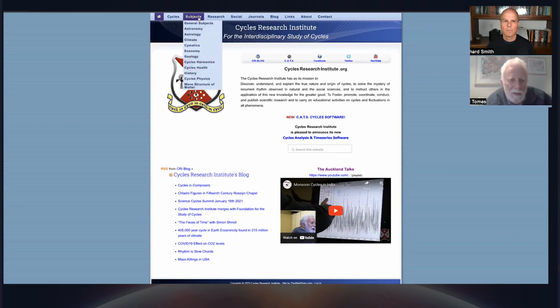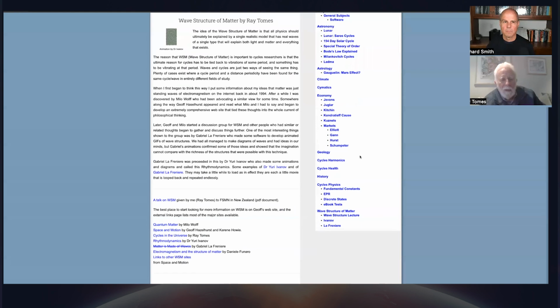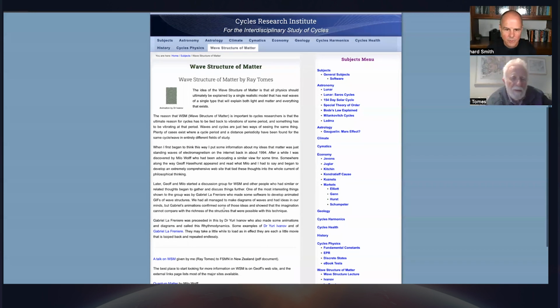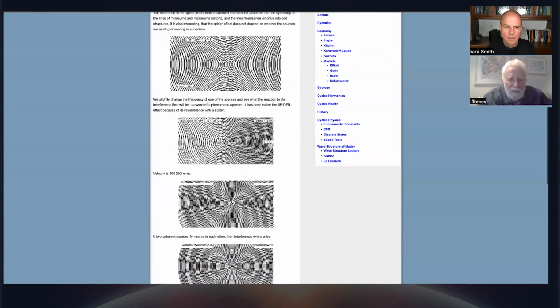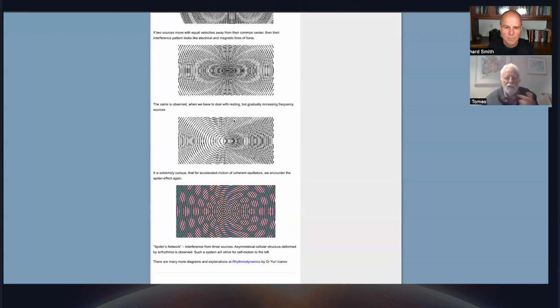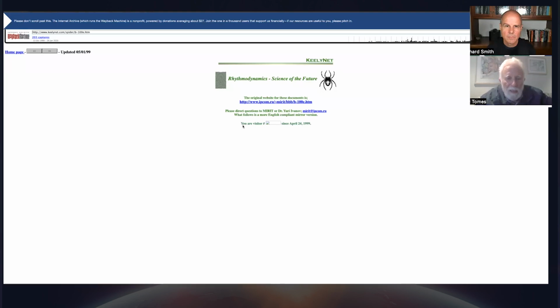Now somewhere up in those index, wave structure of matter, bottom one of that one. Yeah, so that little diagram at the top is one of Ivanov's ones. He calls them spiders, and down the bottom there's a bunch of links here. So that's the things he came out with, these sort of interference patterns, and when particles move relative to each other or accelerate, these are the patterns that are made. He calls them spiders. Yeah, so they are worth looking at.